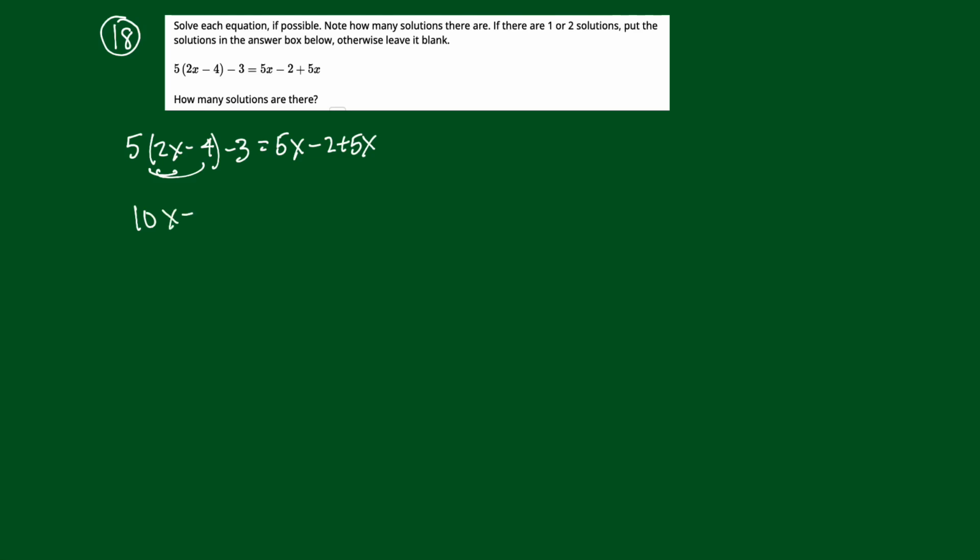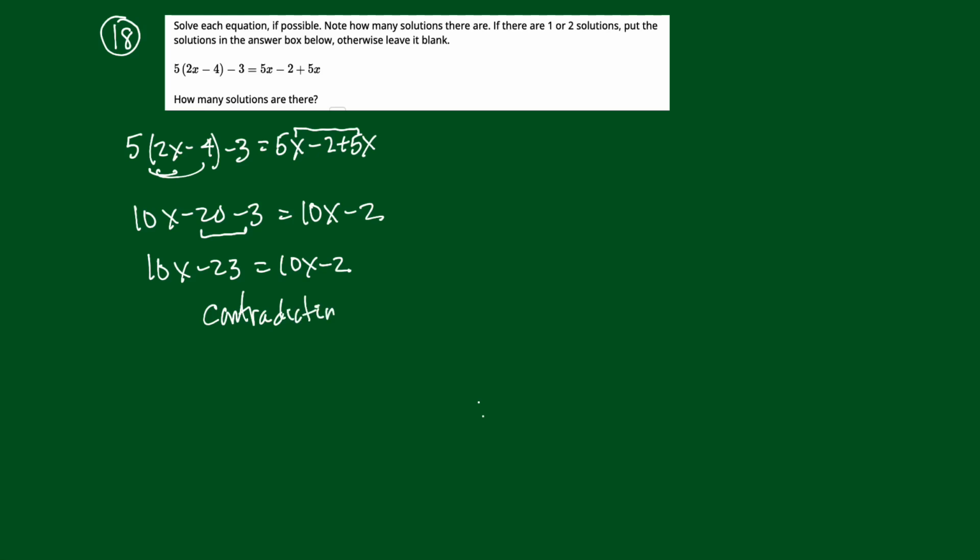So we'll get 10x minus 20 minus 3 equals, now what is this? 5x plus 5x is 10x, and then minus 2. All right, now over here I've got negative 20 minus 3. That's going to be 10x minus 23. We're saying that's equal to 10x minus 2. All right, now this is a contradiction. Can you see it? Pick some number x, any number that you can think of. Multiply it by 10. Then subtract 23. Now you're not going to get the same thing if you subtract 2. All right, so I can see right away this is a contradiction.